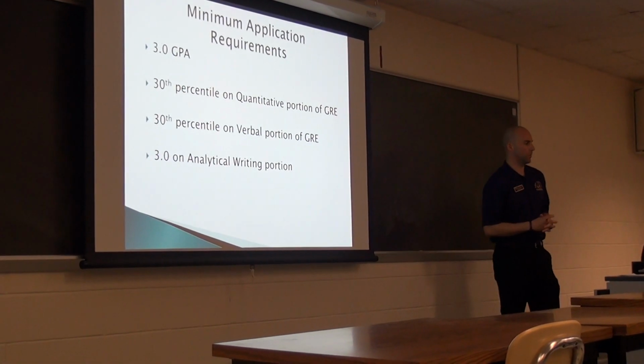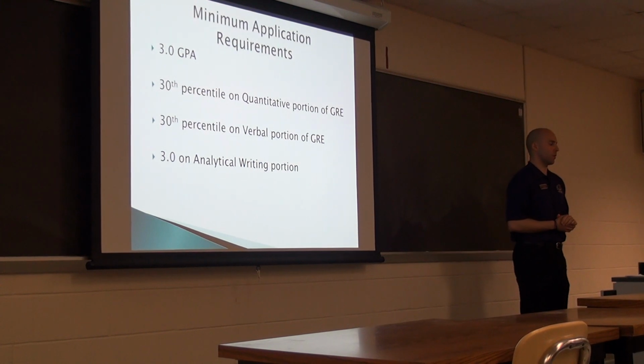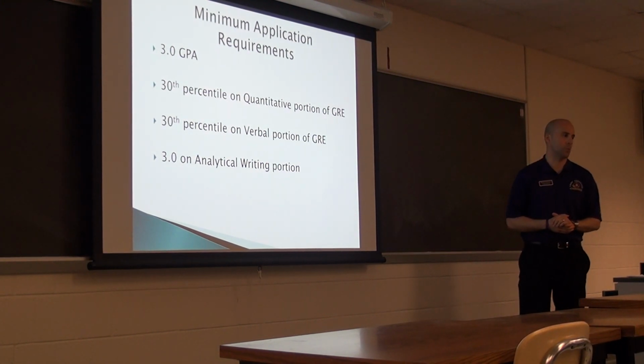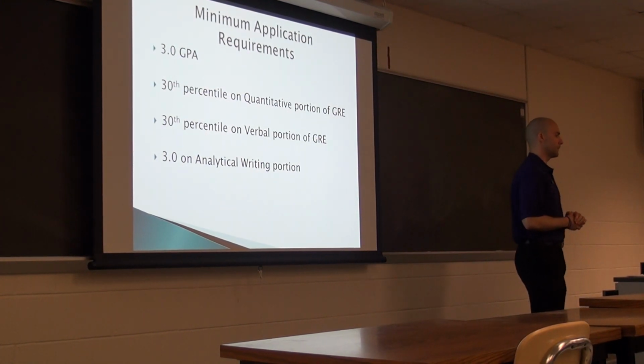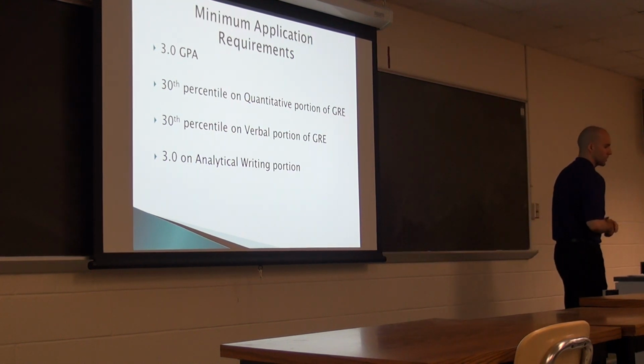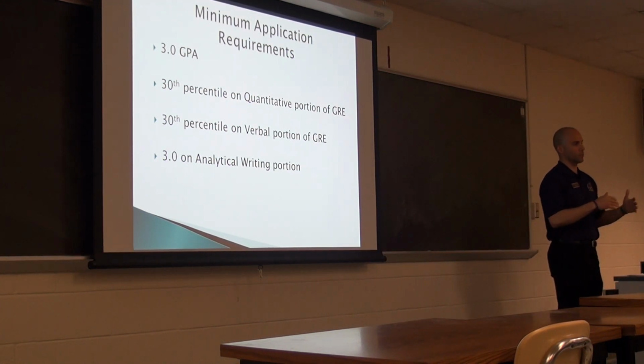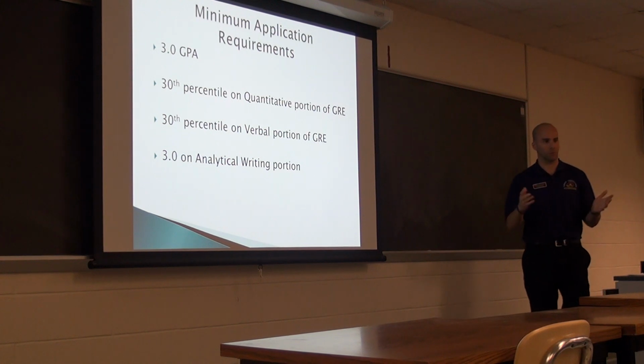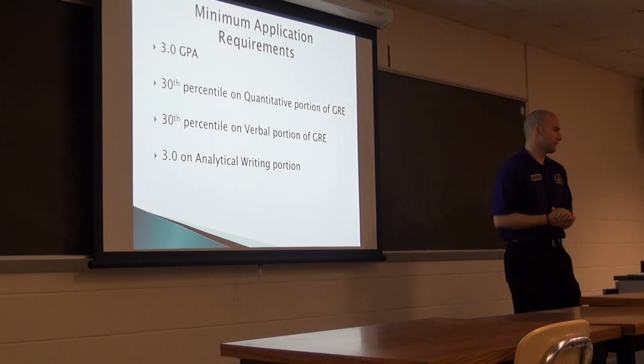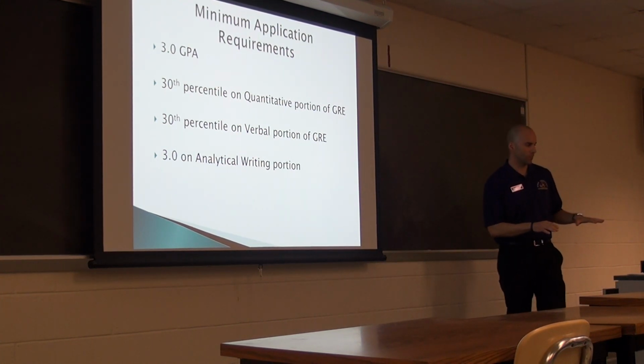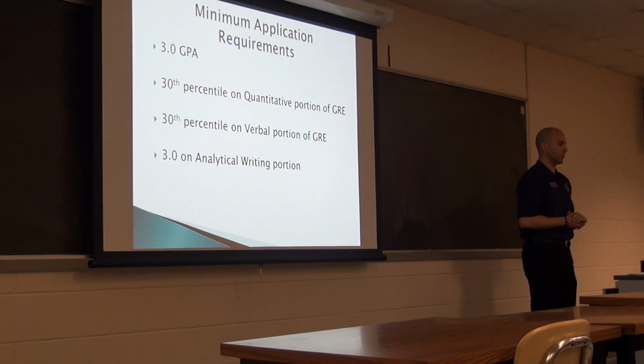The scores in the new GRE scale are from 130 to 170 per section. And the analytical writing portion is a scale of 1 to 6, but you can score a half. You can have a 2.5, 3.5, 4.5, 5.5, 6. Now again, these are just the minimum in order to be admitted.